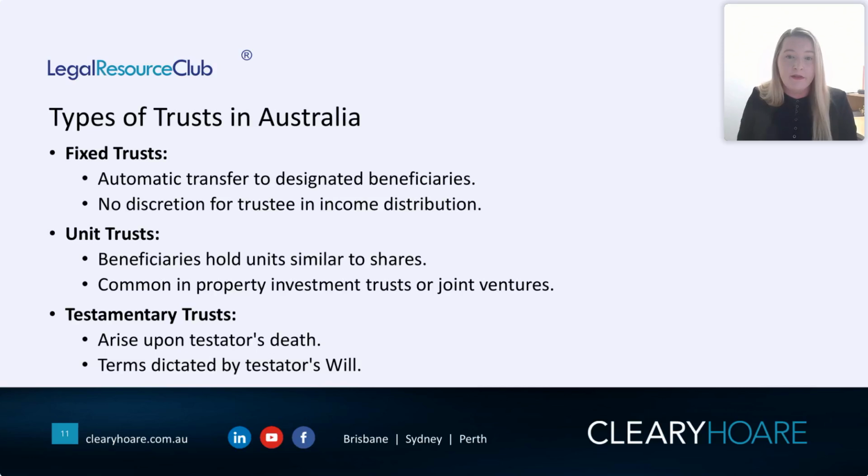You can actually have a testamentary trust that has unit holders, that has fixed entitlements, but that will all be set out within that person's will. So you'll have quite a long will because it's including a trust deed, essentially, setting out all of the rules and provisions that govern that trust.